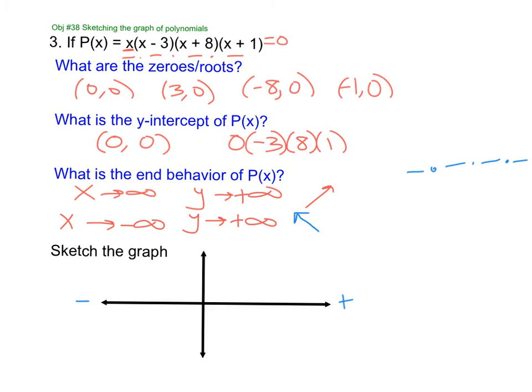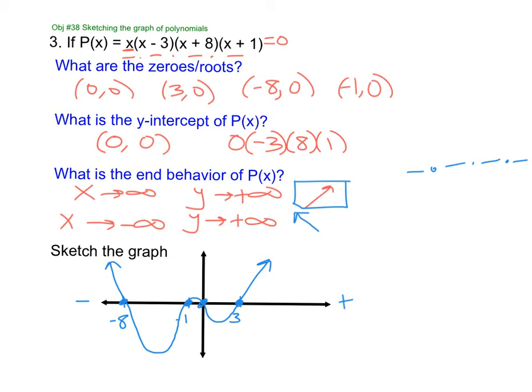So we've got our 0, 0. I've got my 3, 0. Negative 8, 0. And negative 1, 0. Again, because this is a polynomial, it's going to be a nice smooth curve. On the right side, as x goes positive, my y goes positive. As my x goes negative, my y goes positive because it's even. So I always put my arrows on the end, and then I'm just going to draw a nice smooth parabola through it.